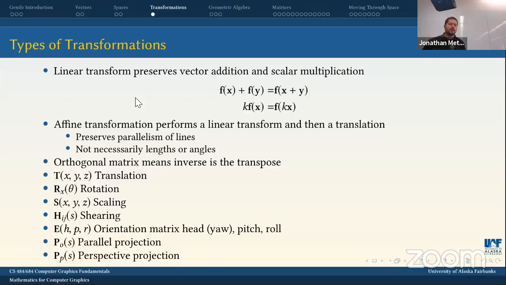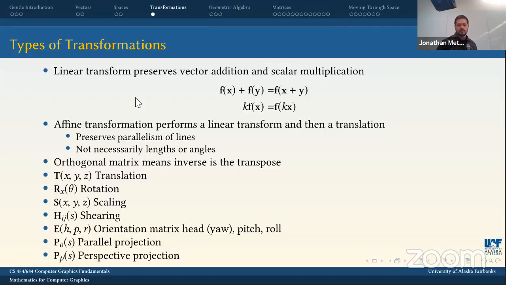Then we have another kind of transformation called an affine transformation. This is a transformation that performs a linear transform and then a translation. So it changes your coordinates and then moves them around. That's another way of thinking about it. We're going to see how that works in a little bit. But what it does is preserve parallelism of lines. So if you had lines that were parallel, they remain parallel.